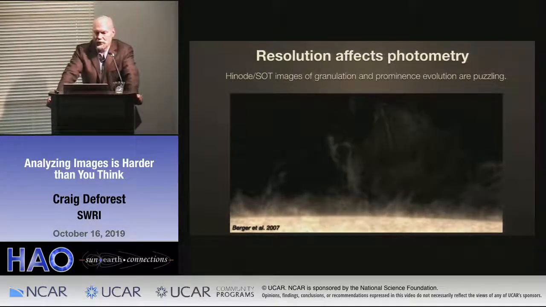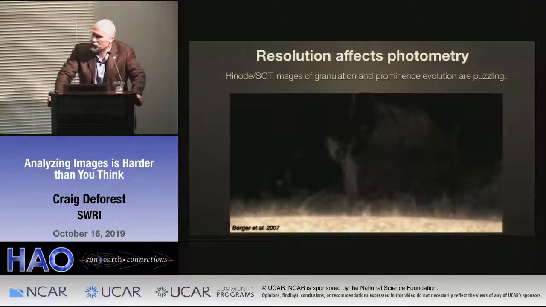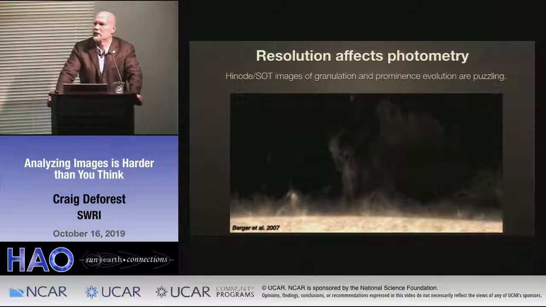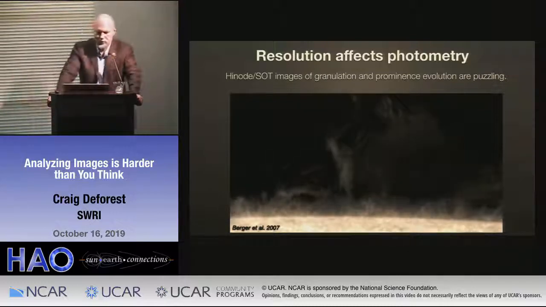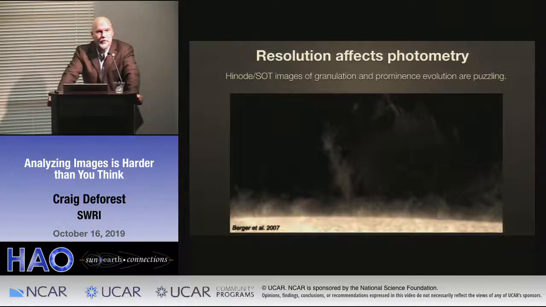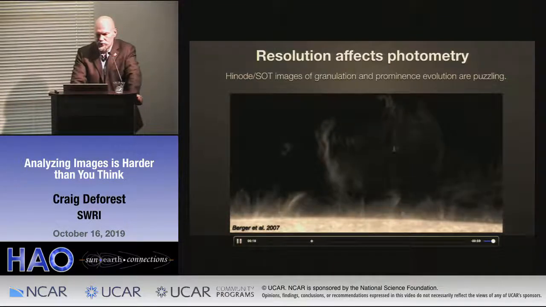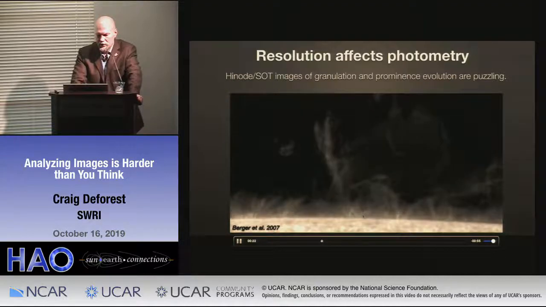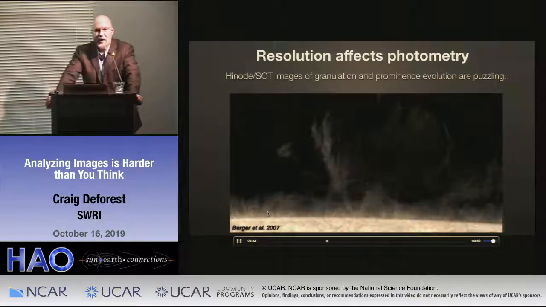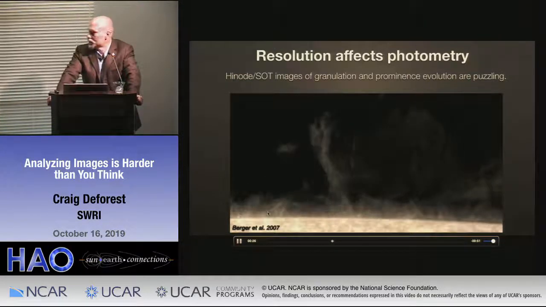This has important effects. Can you all see that? Is it too faint? All right. So this is a Hinode image from SOT that Tom Berger made many years ago and published back in 2007. You can see some of his crazy prominent stuff going on here, and you can see all the amazing riot that's going down on the surface, the spicules and various other things that are happening.